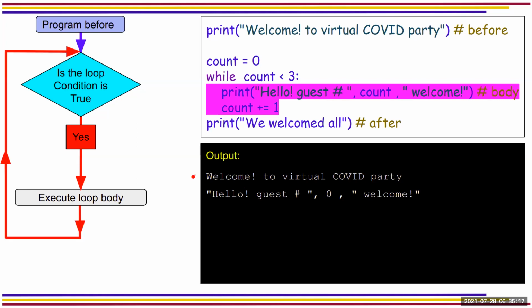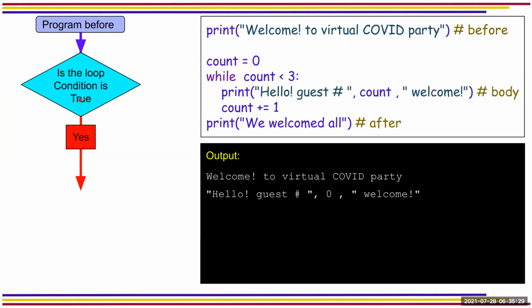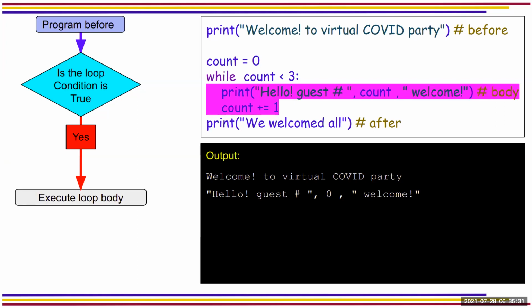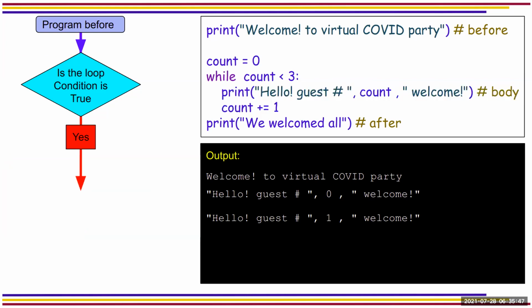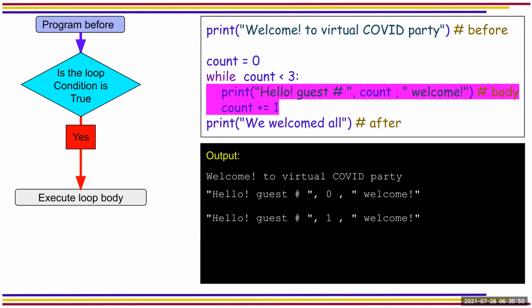So now we executed the loop body once. Python goes back and checks the loop condition again. Still it's true, so we execute the loop body once more. As we execute, I highlight the loop body in pink. Then we continue and check again. Now still yes.